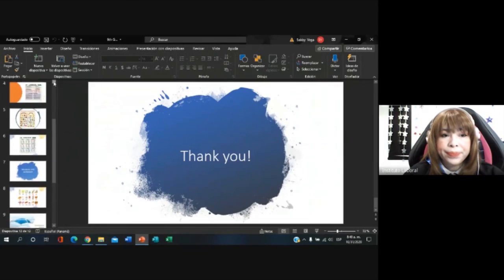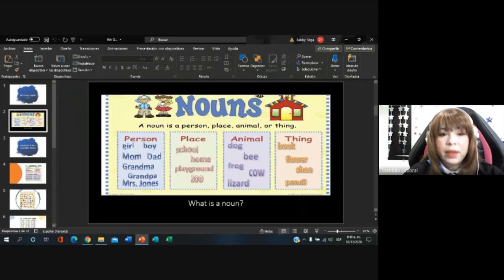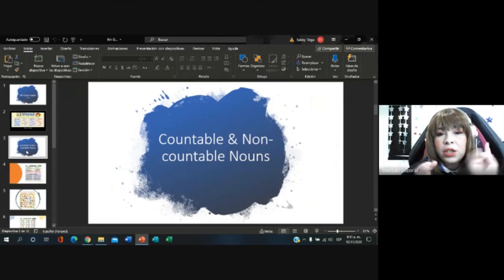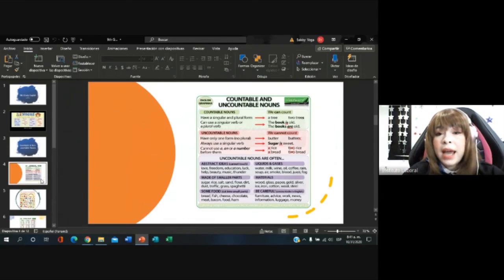Just to wrap up. Remember, a noun is a common name that is used for a person, place, animal, or thing. They are divided in two categories, countable and non-countable nouns. Non-countable nouns are also named uncountable nouns. There are some rules that we need to practice in order to recognize when it is a countable noun or when it is an uncountable noun. Countable nouns are the things that I can count. I can add a number before them, or I can use the s in the plural form.